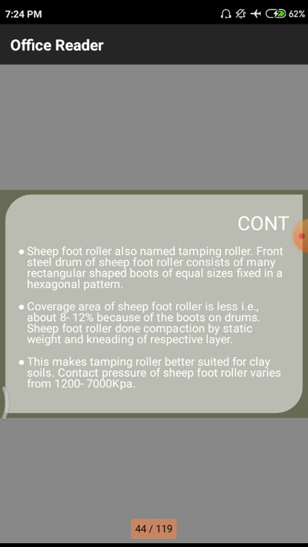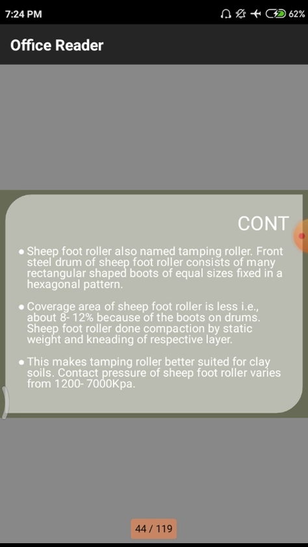That means static weight. Here we are using the term static. In the previous type of roller we used dynamic, meaning they have vibrations, but in the case of this sheep foot roller there are no vibrations, only a flat movement of these hexagonal patterns on a particular roller.